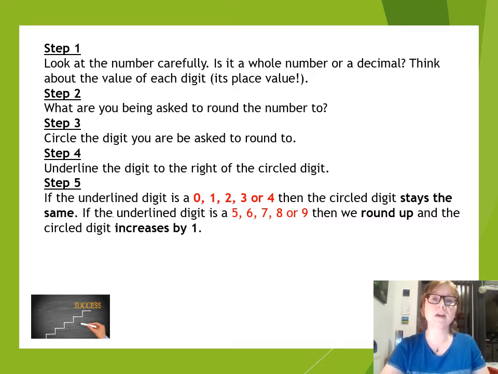So if you're being asked to round to the nearest 100, then you need to circle the 100 digit. If you're being asked to round to the nearest 1,000, then you circle the digit that is in the thousands place. Step 4, you then underline the digit directly on the right of the circled digit. And step 5, if the underlined digit, and that's all you need to look at, is a 0, 1, 2, 3 or 4, then the circled digit will remain the same. If the underlined digit, however, is a 5, 6, 7, 8 or 9, then we round up and the circled digit will increase by 1.